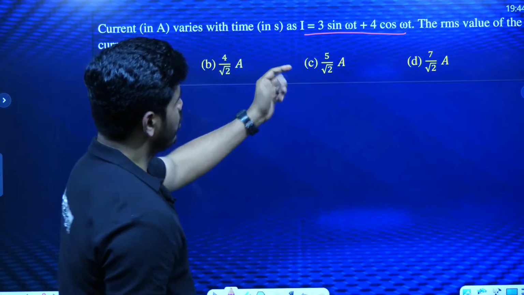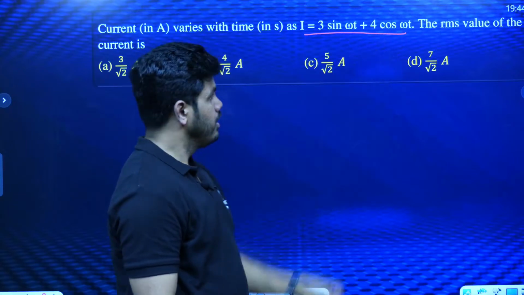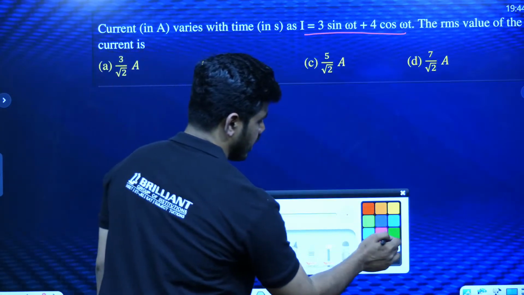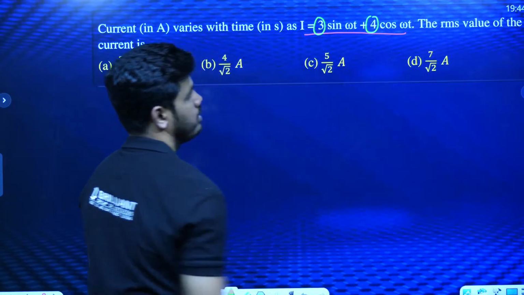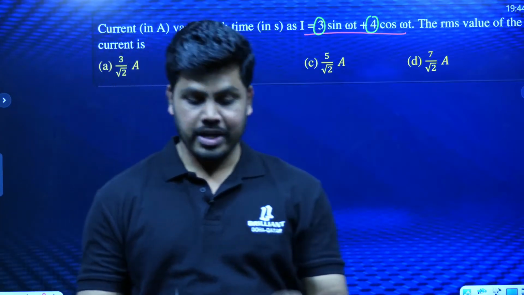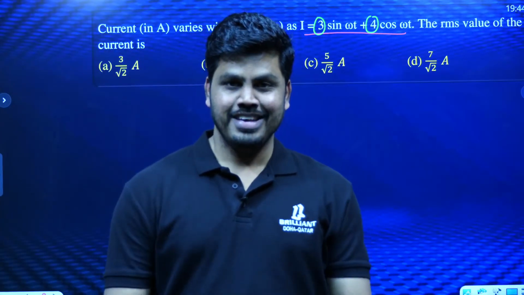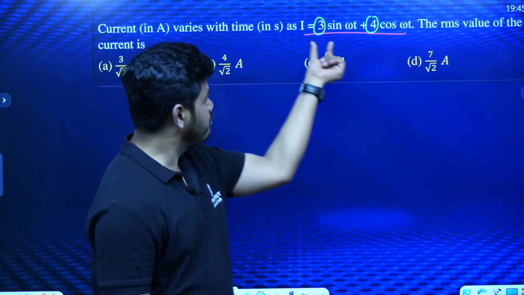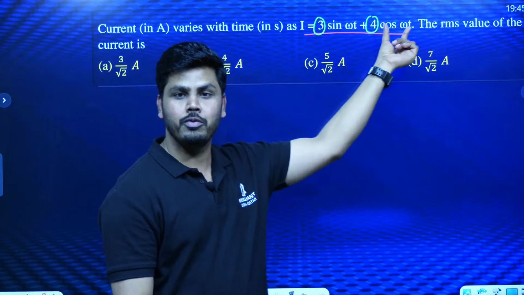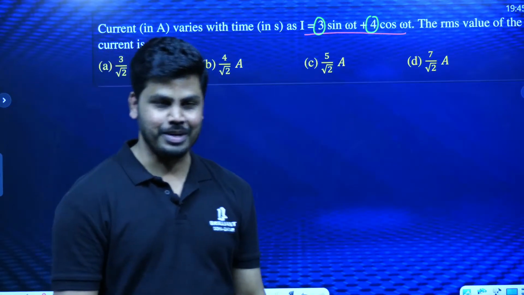When we get questions like this, the current amplitude is not one single value. We have 2 values of amplitude, 3 and 4. RMS value is always the peak value divided by root 2. So if you're asked to select the peak value, we'll be confused. Whatever comes here is our peak value, but unfortunately, we have one more term given.